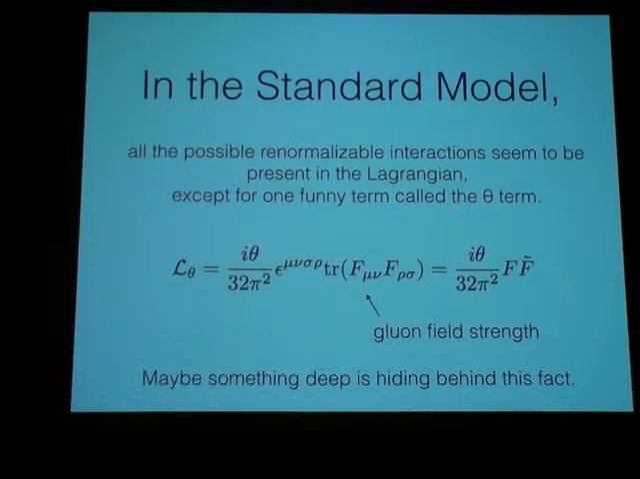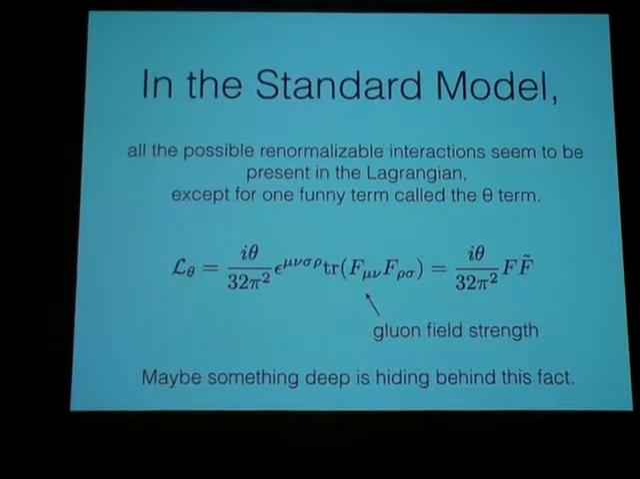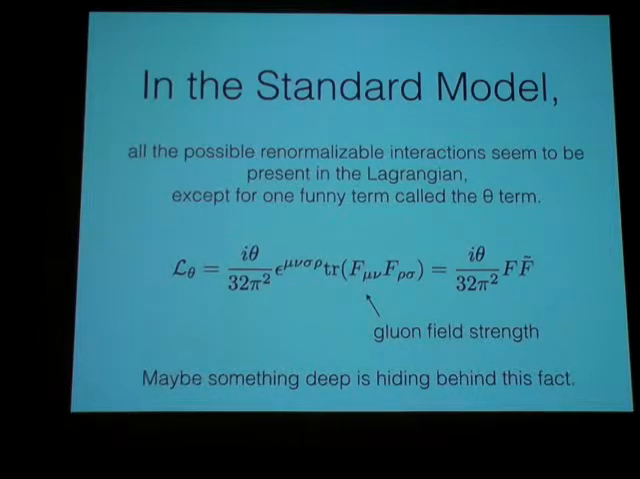it breaks CP. So there's an upper bound on this parameter that turns out to be 10 to the minus 10 or so. It's very small. It needs to be very small. That's the strong CP problem. We don't know the reason why this parameter is so small. So maybe something big is hiding behind this one. That's the motivation to think about this problem.